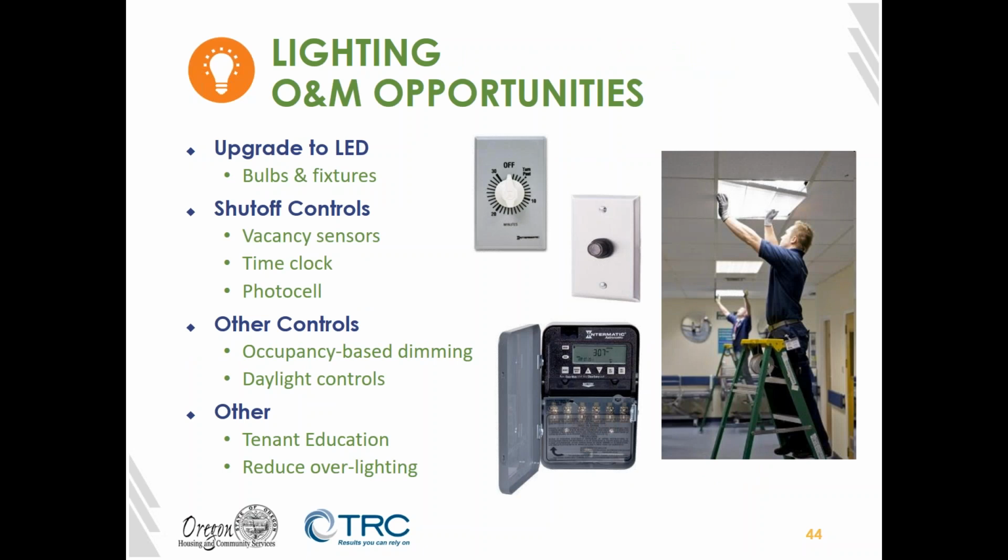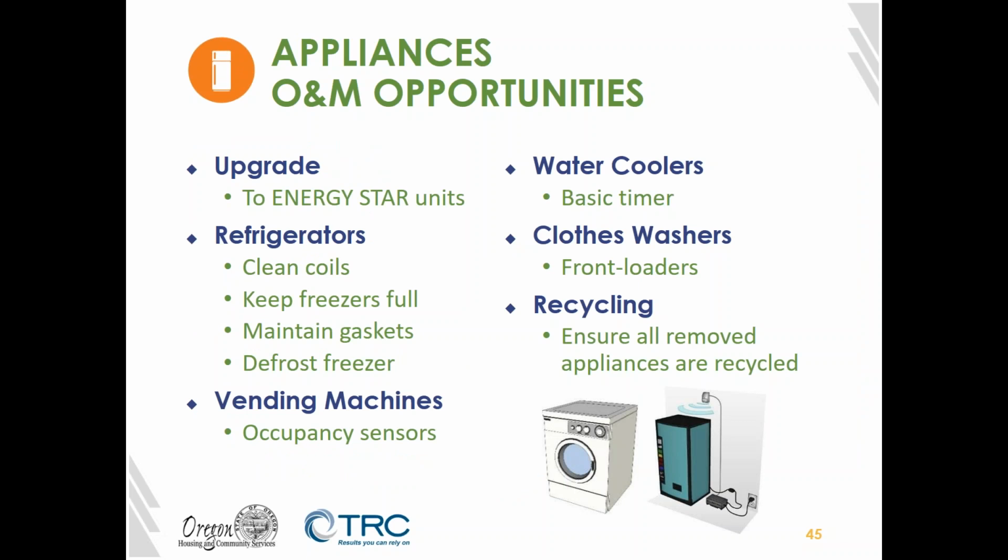So opportunities for lighting systems. You can upgrade your fixtures or your bulbs to LED. You can install shutoff controls like vacancy sensors, time clocks, or photo cells. Other controls like occupancy-based dimming or daylight controls can be really helpful, as well as just tenant education and reducing any overlighting. So a lot of older buildings, well, some older buildings are underlit, others are overlit. And so if you have a space that is really overlit, are there sort of low-cost ways that you can reduce overlighting and save energy that way without having to make a costly upgrade?